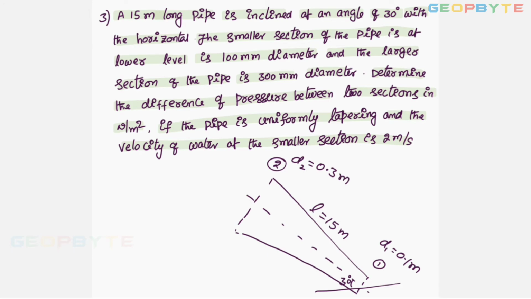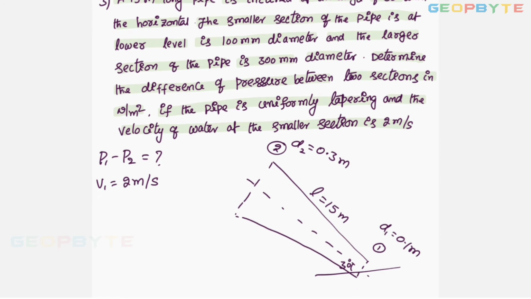Determine the difference in pressure between two sections. You are asked to find the pressure difference between the two sections. It means indirectly P1 minus P2 is how much? In Newton per mm square, Newton per meter square. If the pipe is uniformly tapering and the velocity of the water at the smaller section, I can mark as V1. The V1 equal to 2 meter per second.